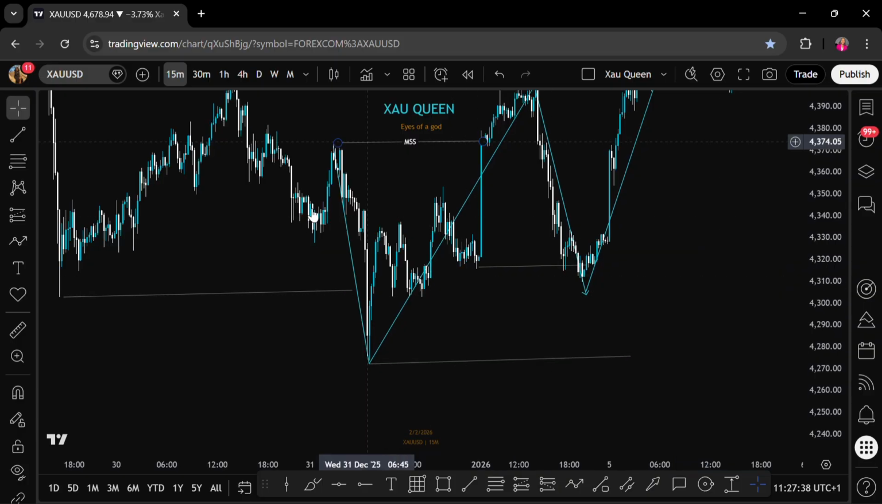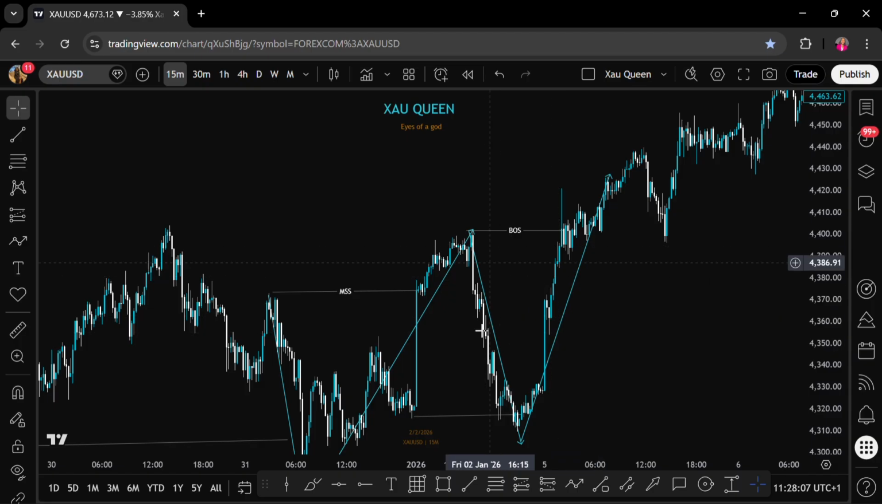Unless this MSS happened after maybe a POI or a zone. Don't worry, I'll teach you POI when we get there, but just listen to me. Maybe it happens at a key level that you are expecting a reversal from. It tapped into there and then it gave you this MSS. You can go ahead and join the buy. Do you understand me? You can go ahead immediately and join the buy. But if it is not an area you're expecting it, just wait for a valid break of structure.